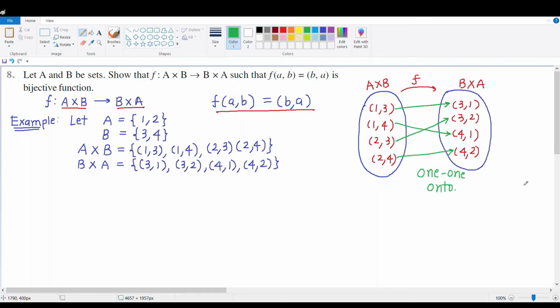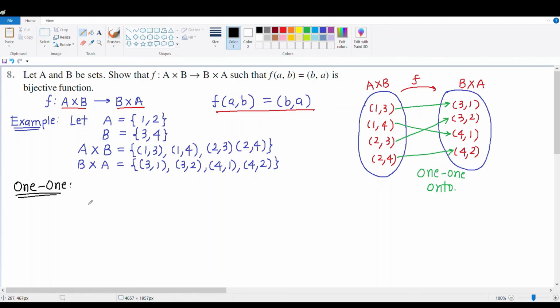Now we are going to try to prove why it is 1-1 and onto without an example. So another method is going to be, let's try to prove 1-1. This was just my way of showing you what they mean by this A cross B to B cross A, and then the function f(A, B) equals (B, A). So this was the whole idea of what that function is.